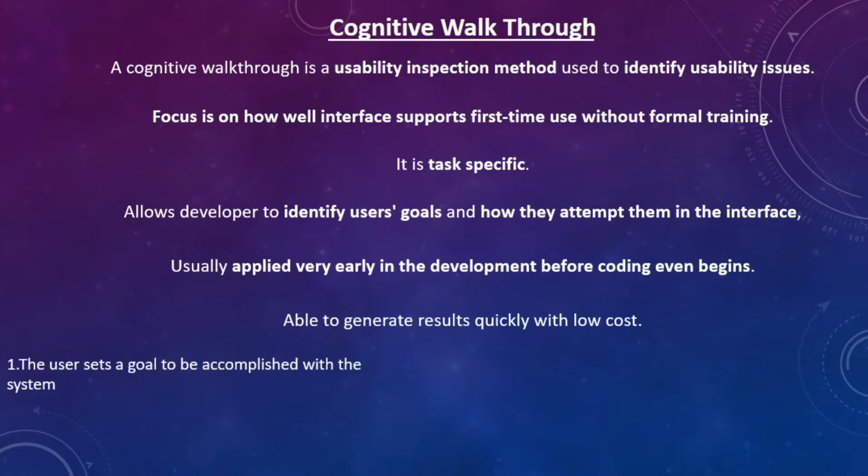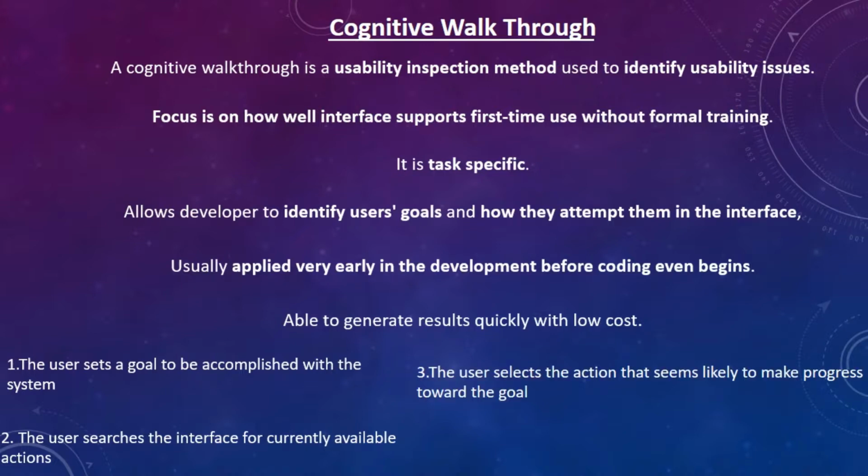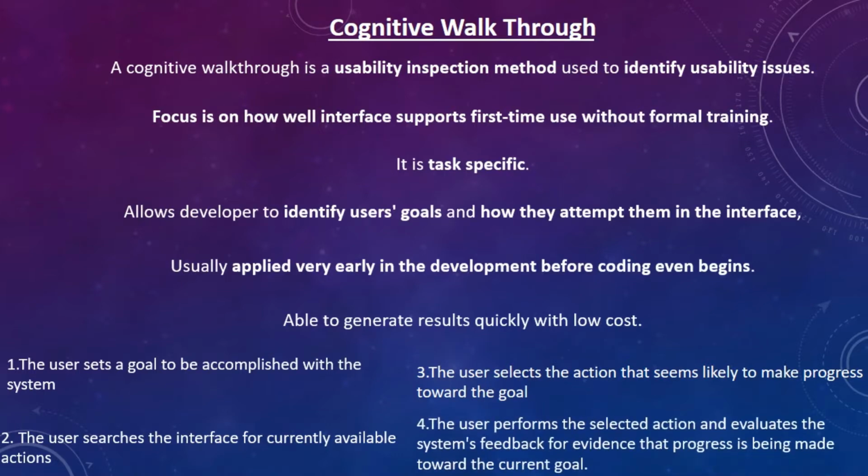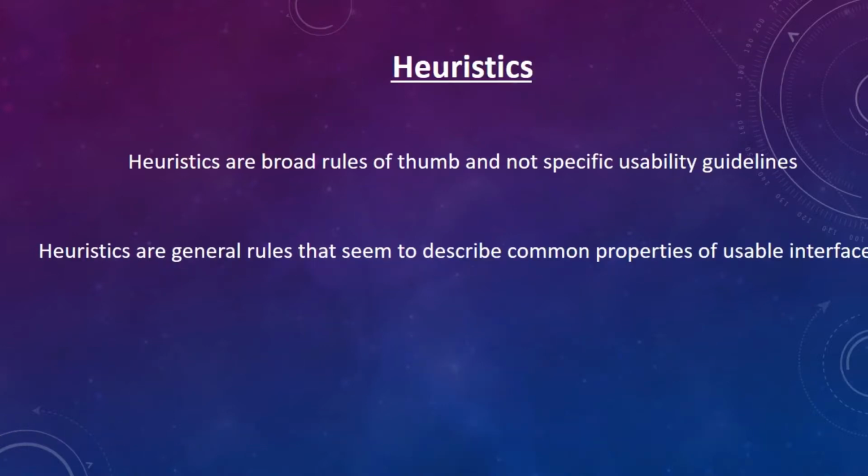We have 4 steps in which we can perform a cognitive walkthrough. First off, the user sets a goal to accomplish with the system, and then the user searches the interface for currently available actions, and the user selects the action that seems likely to make progress towards the goal. The user performs the selected action and evaluates the system feedback for evidence that progress is being made towards the current goal. And then we go to the heuristics.